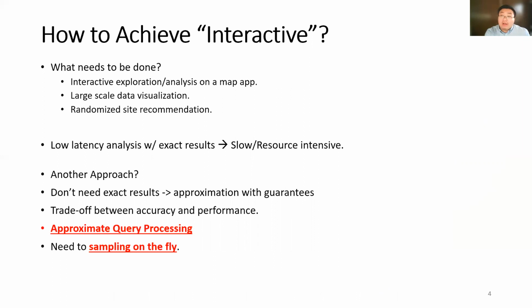Further, the underlying data may be too large to visualize. Hence, we may want to see some aggregated results or representative data points. Last but not least, based on the underlying data, the user may also pick some randomized recommended data points based on weights assigned to them.